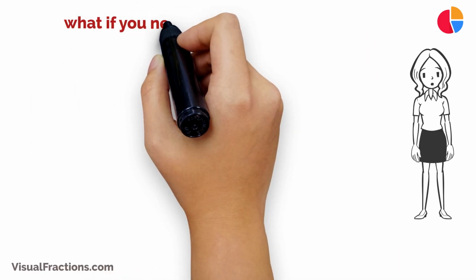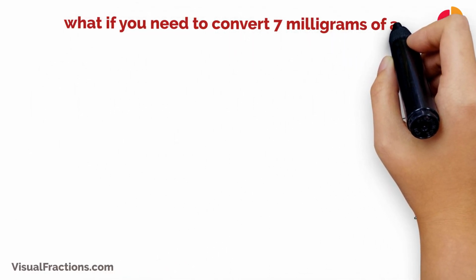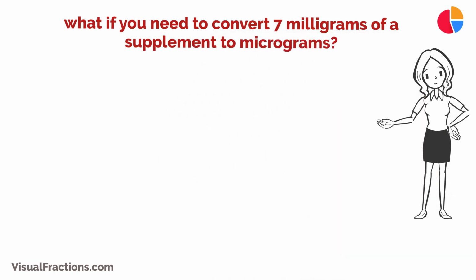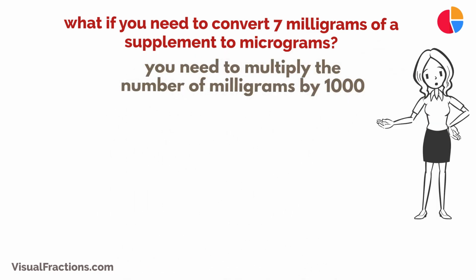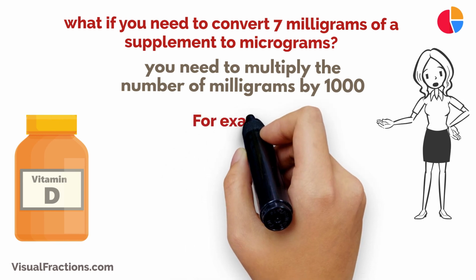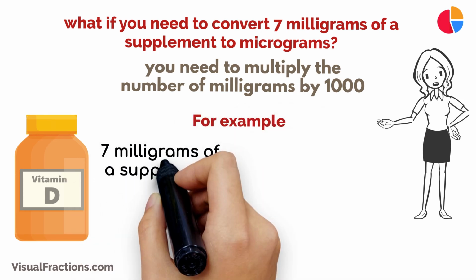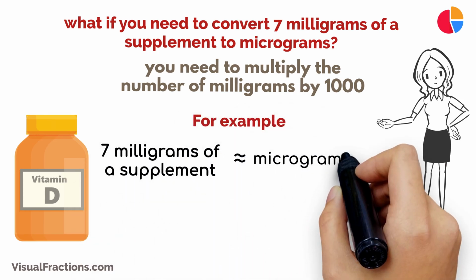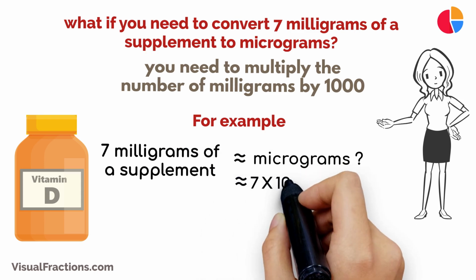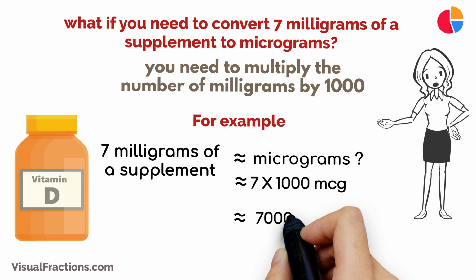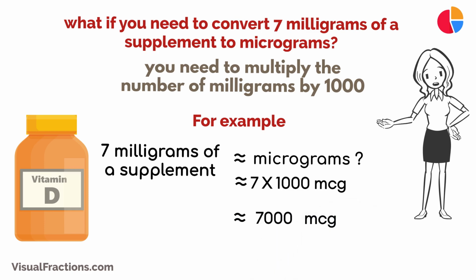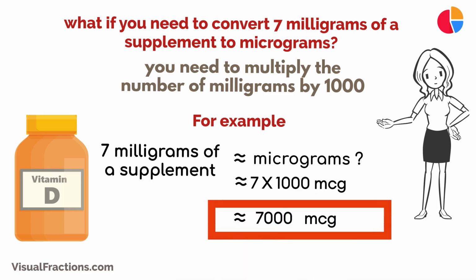But wait, what if you need to convert 7 milligrams of a supplement to micrograms? Don't worry, we've got you covered. To convert milligrams to micrograms, you need to multiply the number of milligrams by 1000. Let's walk through an example of how to convert 7 milligrams of a supplement to micrograms. We start by multiplying 7 by 1000. This gives us 7000 micrograms. And that's it. 7 milligrams is equal to 7000 micrograms.